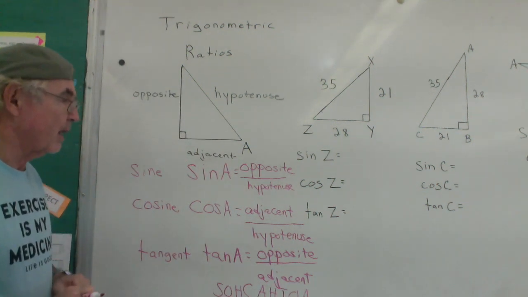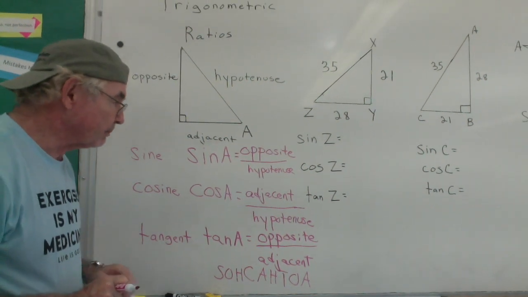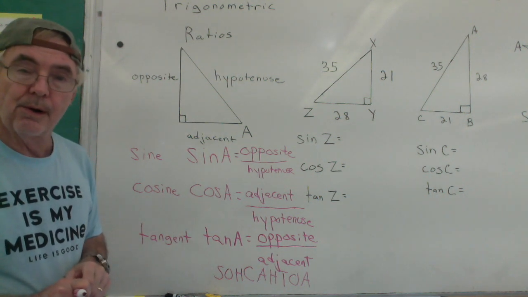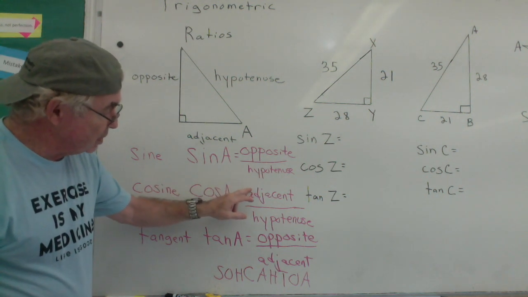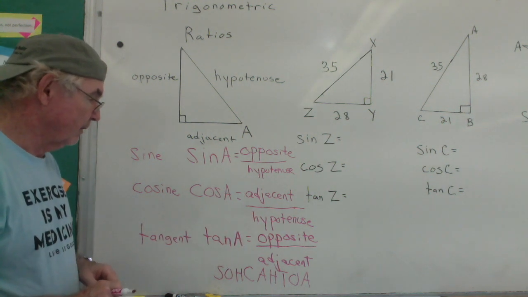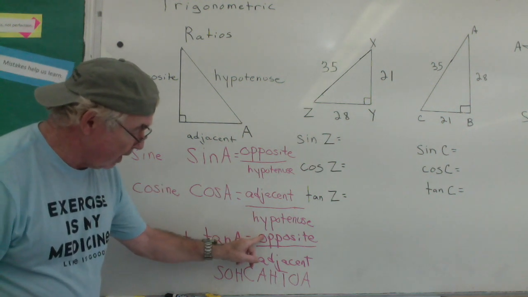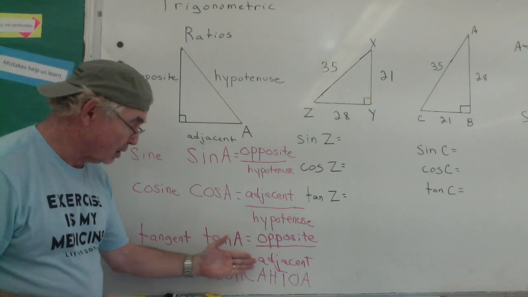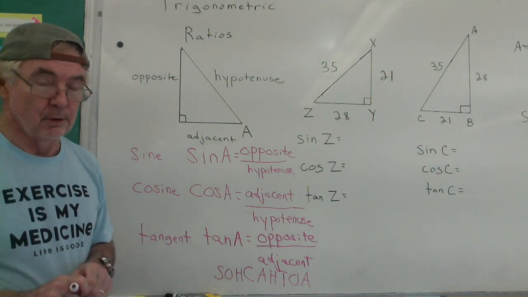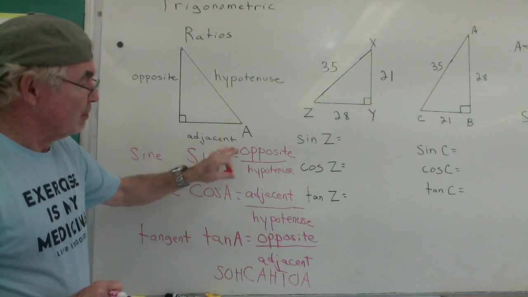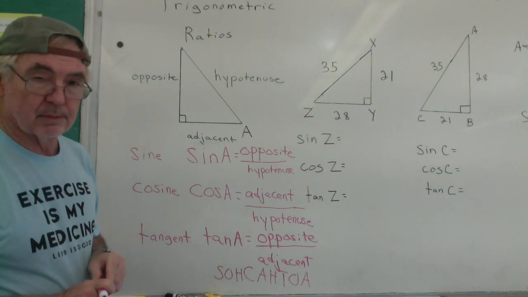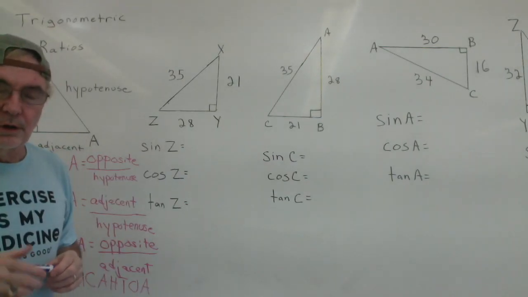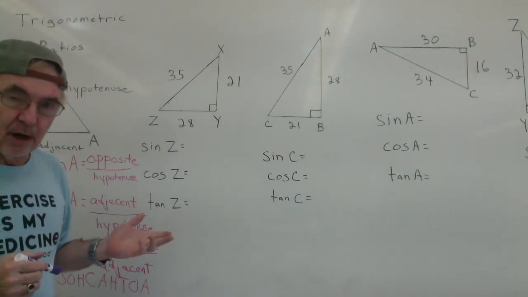So spend a little time trying to learn ways to memorize it. Again, the sine is the opposite over the hypotenuse. The cosine is the adjacent over the hypotenuse. And the tangent is the opposite over adjacent. And if this expression Sohcahtoa helps you, use it. So now we're going to use these three definitions on the problems. So let's go to our first one. Okay, we're going to use our definitions to work these problems.